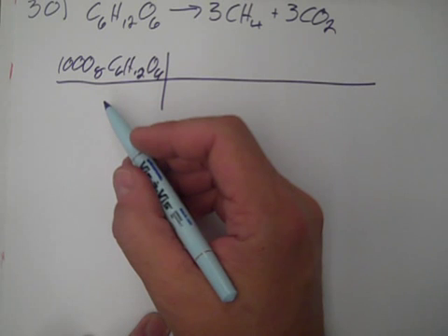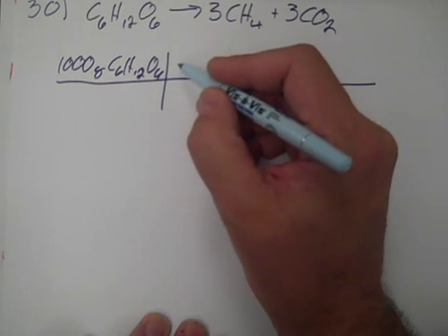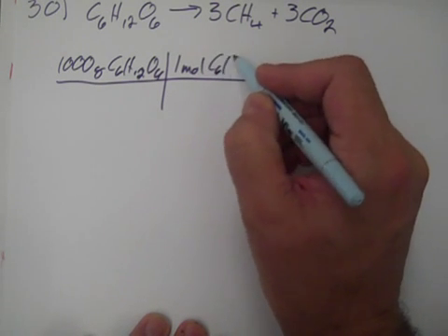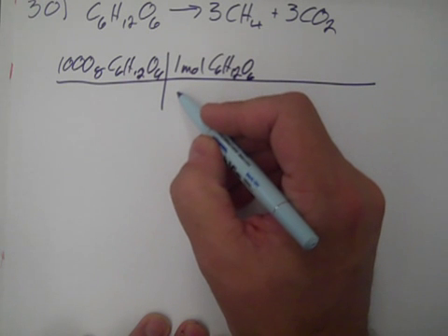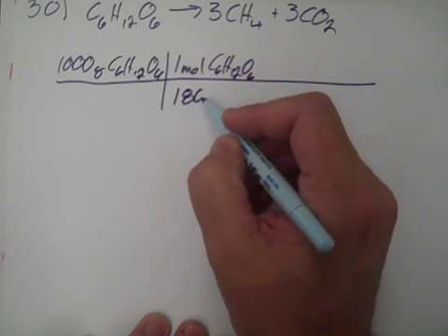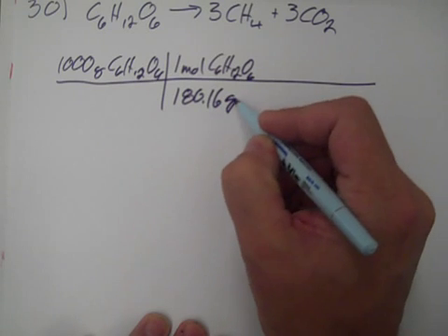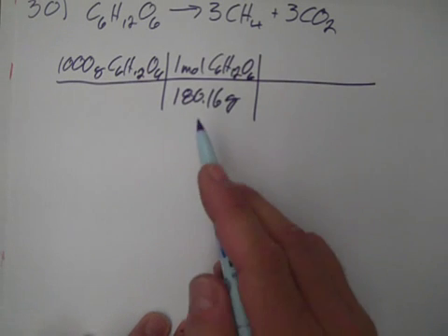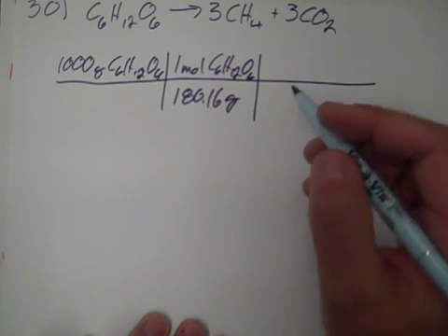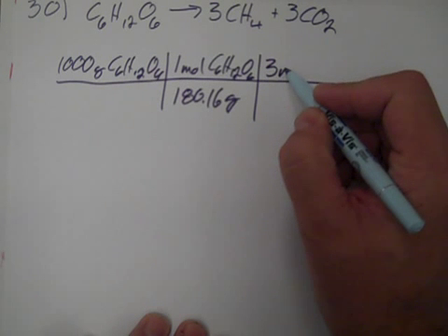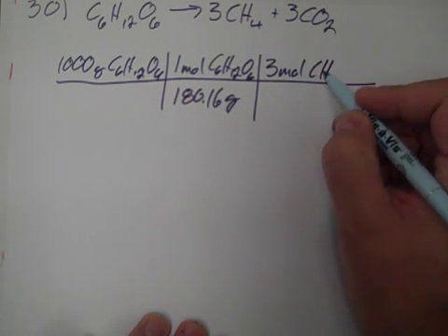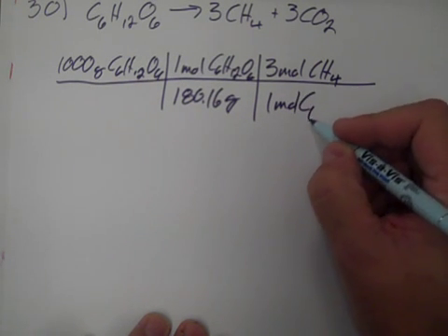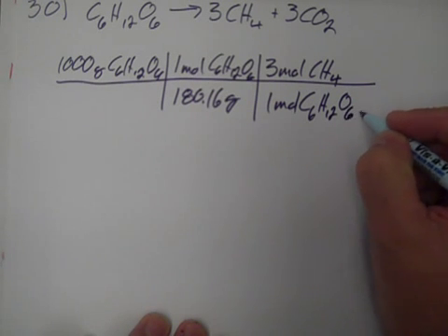And by using the periodic table and coming up with the molar mass, I can see that for every 1 mole of the sugar, C6H12O6, that has a mass of 180.16 grams. So that will turn it into moles of sugar. And then the ratio is that I get 3 moles of methane for every 1 mole of the sugar, C6H12O6.